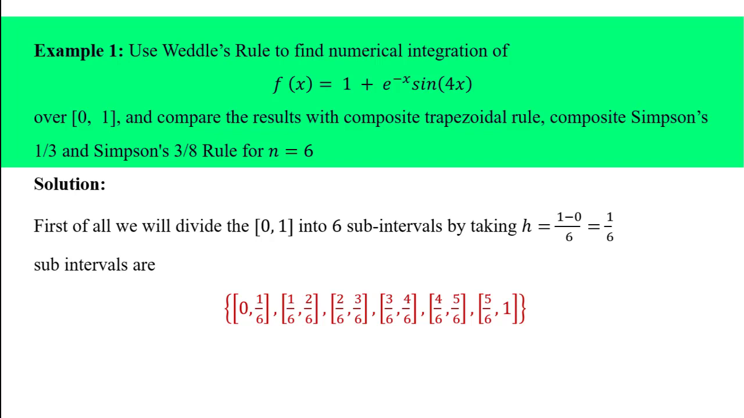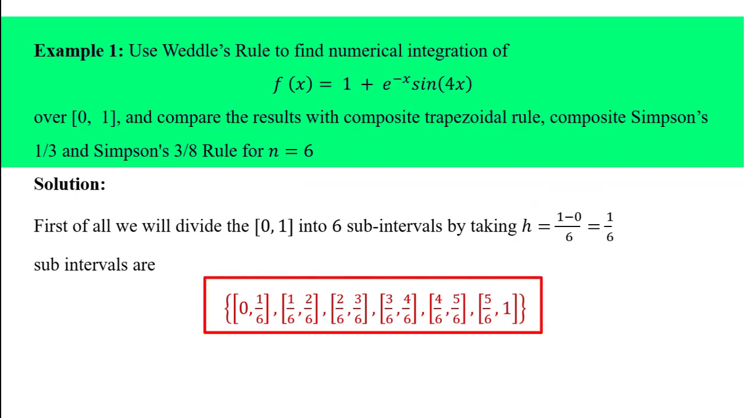So here first of all we subdivided our interval 0 to 1 into 6 subintervals, and each subinterval has the width 1 over 6. So these are the subintervals 0 to 1 over 6, 1 over 6 to 2 over 6, and so on, 5 over 6 to 1.